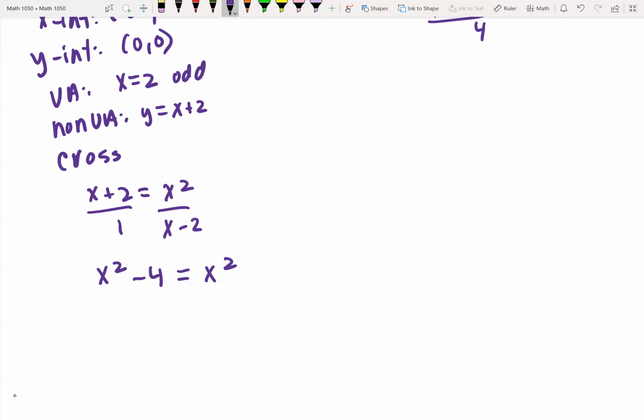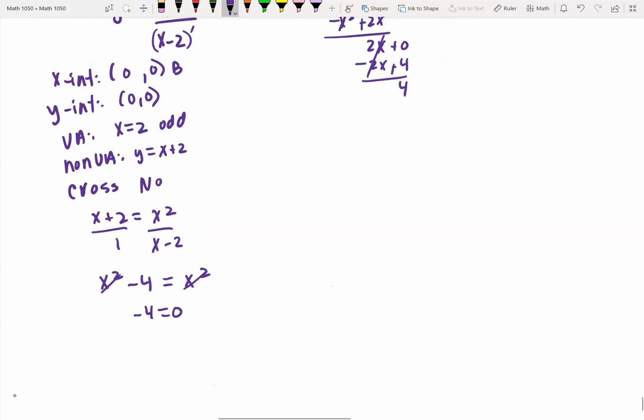You get x to second minus 4 equals x to second. Pull those over. Negative 4 equals 0. Negative 4 is not equal to 0, so no, it does not cross.